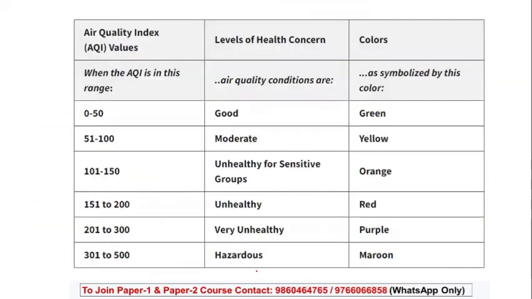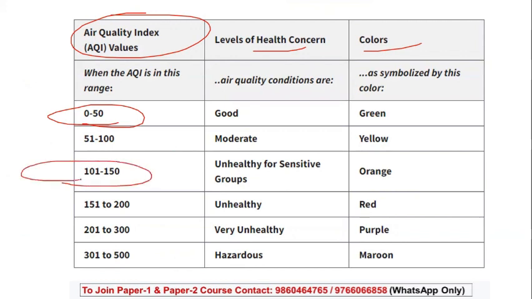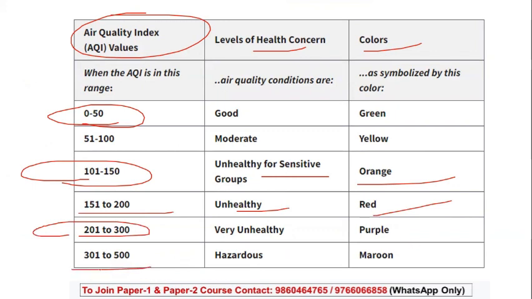Now, here also I've given a new table in the form of air quality index, the levels and the colors. So 0 to 50 indicates good, green in color, 51 to 100 moderate, yellow in color, 101 to 150 unhealthy, which will be orange in color, 151 to 200 unhealthy, red in color, this is dangerous. 201 to 300 very unhealthy, purple in color, and maroon represents hazardous. So you can also get a question based on this air quality index, either with the levels or with the color. So you should be aware of this.